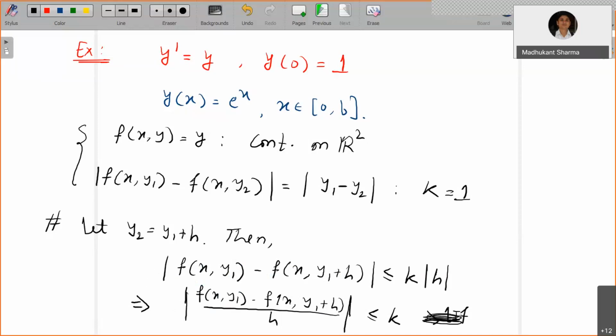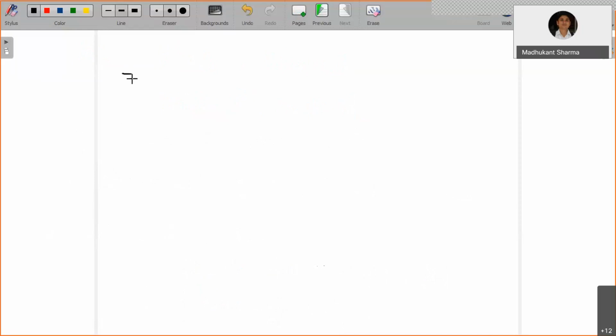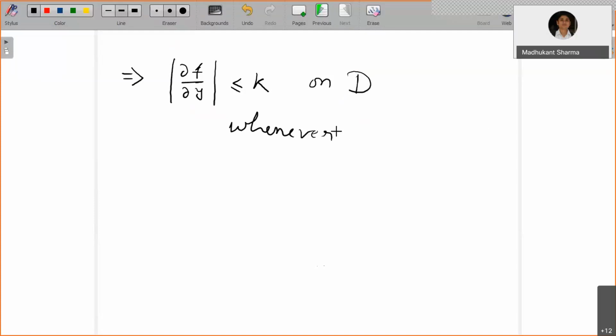So let me go to the next slide. This certainly implies that mod of the partial derivative of f with respect to y is less than or equal to k on D, whenever it exists.